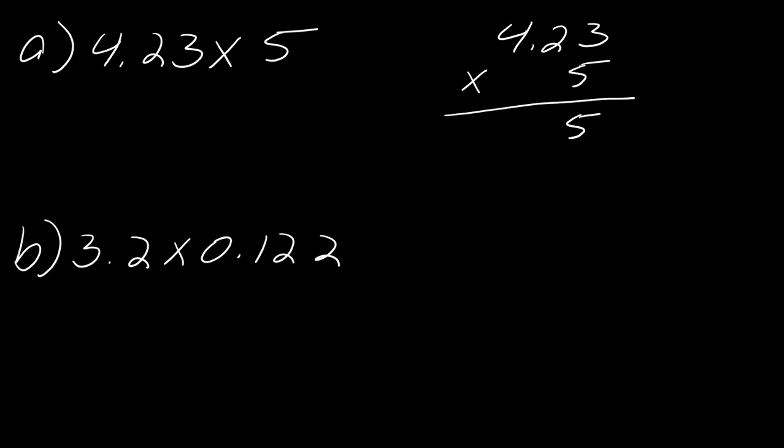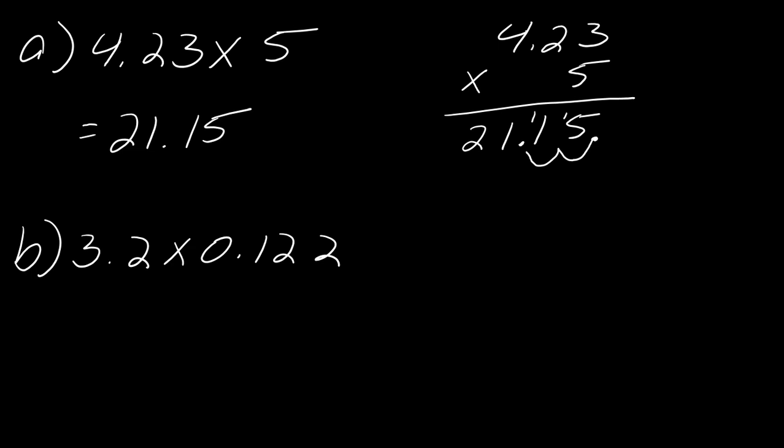So 5 times 3 is 15, 5 times 2 is 10, and then I got to add the 1, so that'll be 11. 5 times 4 is 20, and then I got to add the 1, so that's 21. So here's my number that I got, ignoring the decimal, but I have 2 decimal spots here. So now I start here, move it over 2 spots, so my final answer is 21.15.